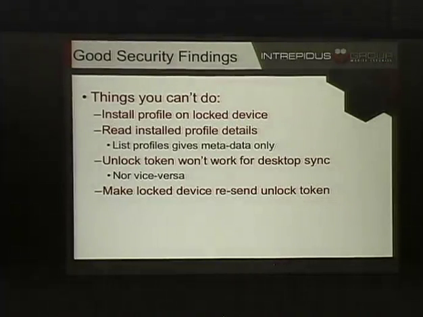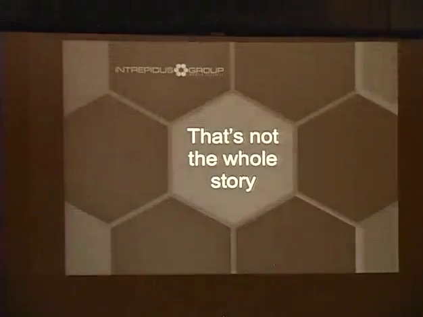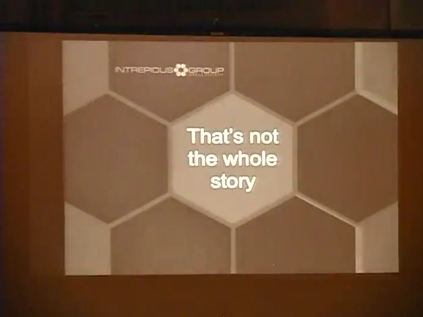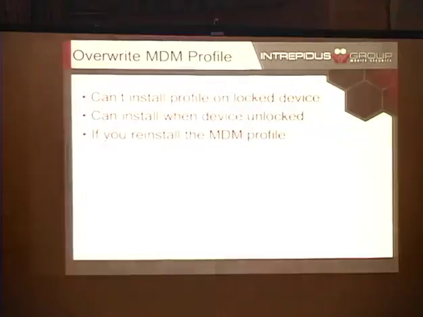That said, there are some good findings. You can't install a profile on a locked device. You can't read installed profile details. You can get information about that, sort of high-level metadata, but you can't actually read, for example, a certificate off the profile. The unlock token that we use to clear a passcode won't work for desktop synchronization, nor vice versa. You can't make a locked device resend an unlock token. But that's not the whole story. I really only have 8 minutes, damn it.